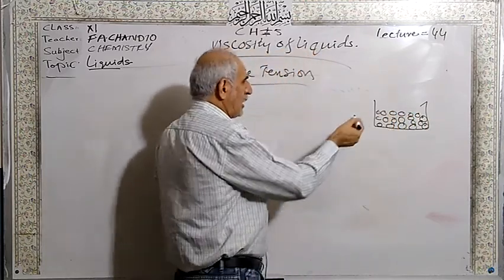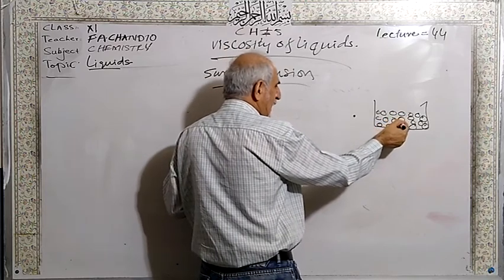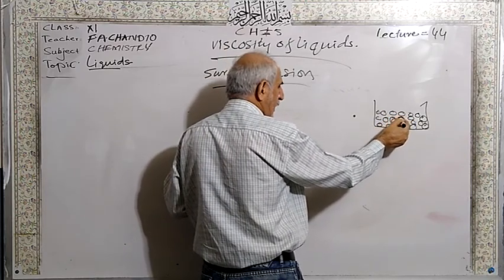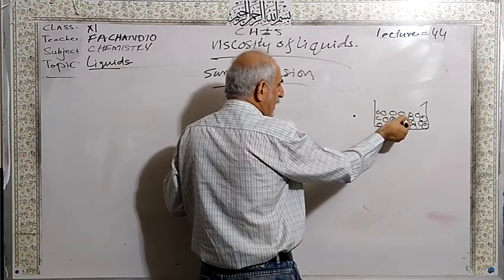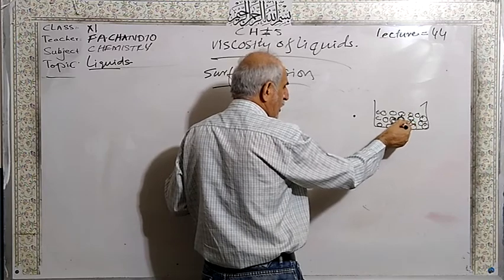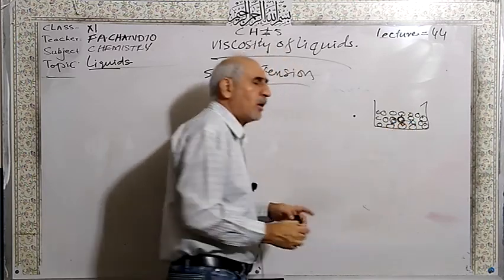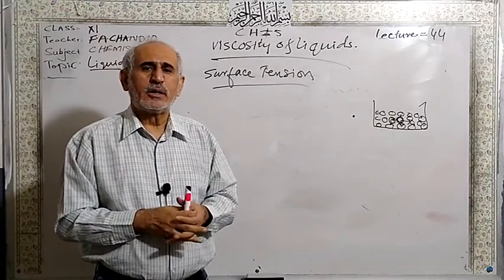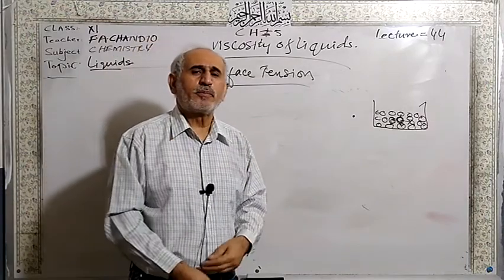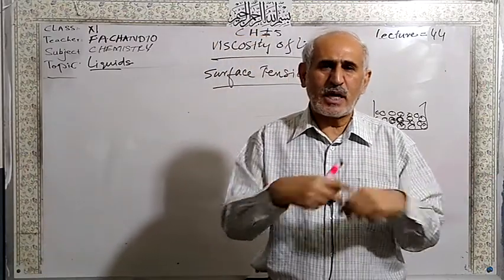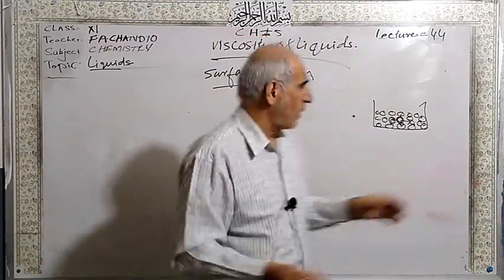So students, if you see the interior molecules of water, this is an interior molecule. It attracts this water molecule, this water molecule, this water molecule, and this water molecule. So the same forces are there on all sides, so there is no tension. These water molecules can move freely because all the forces are cancelled out.